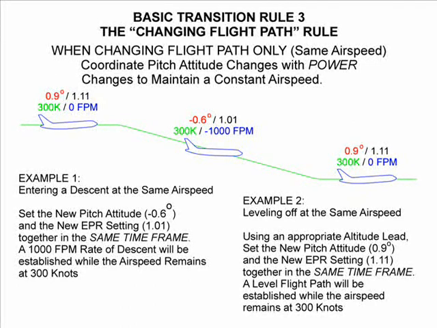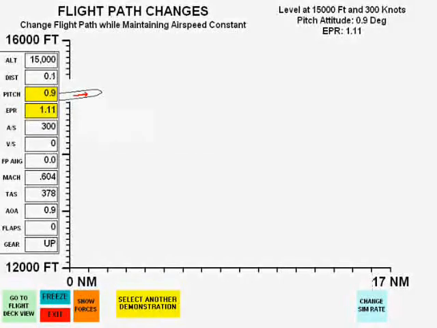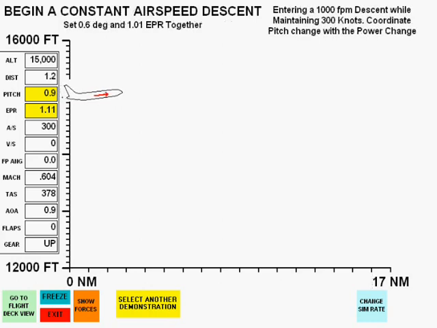A descent entry is shown first, followed by a level off at a new altitude. Both will first be shown in the data plot view, followed by the same transitions shown in the flight deck view. Initially, we are level at 15,000 feet and 300 knots. This requires a pitch attitude of 0.9 degrees and an EPR setting of 1.11.